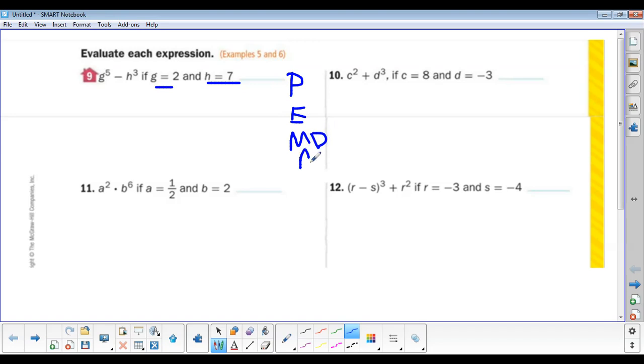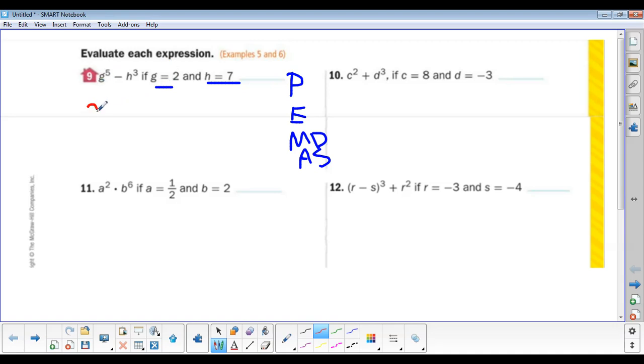Please excuse my dear Aunt Sally, as some students know. And it means first we start with parentheses, then exponents, then multiplication or division, and finally addition or subtraction. So a lot of times when students get these problems wrong, it's because they're not doing them in the right order. So first off, I'm going to start by substituting 2 for the letter G.